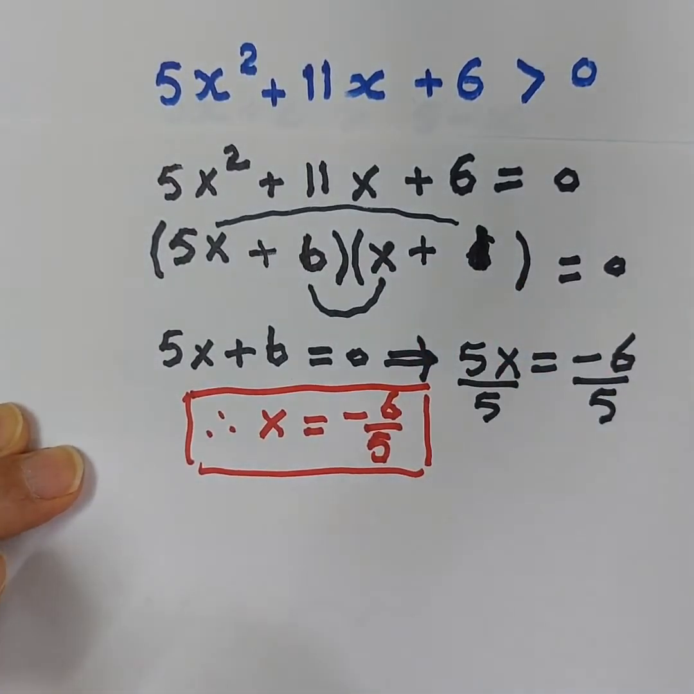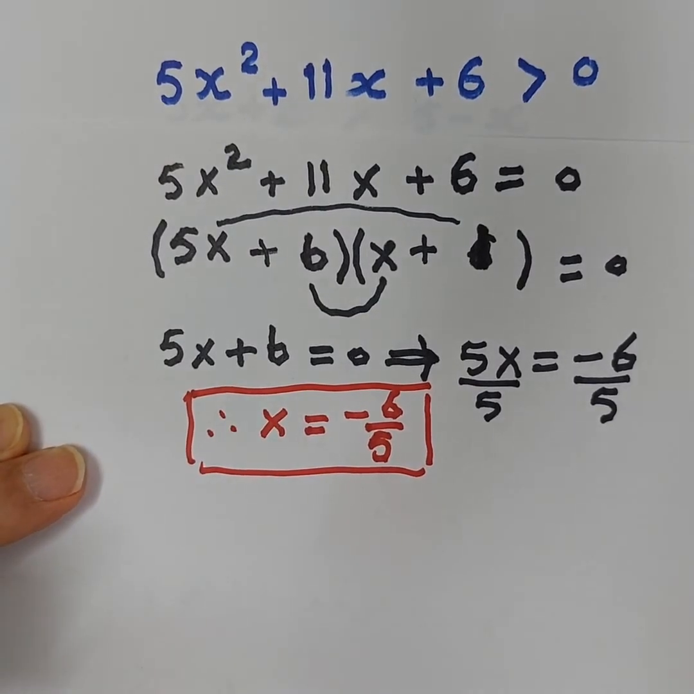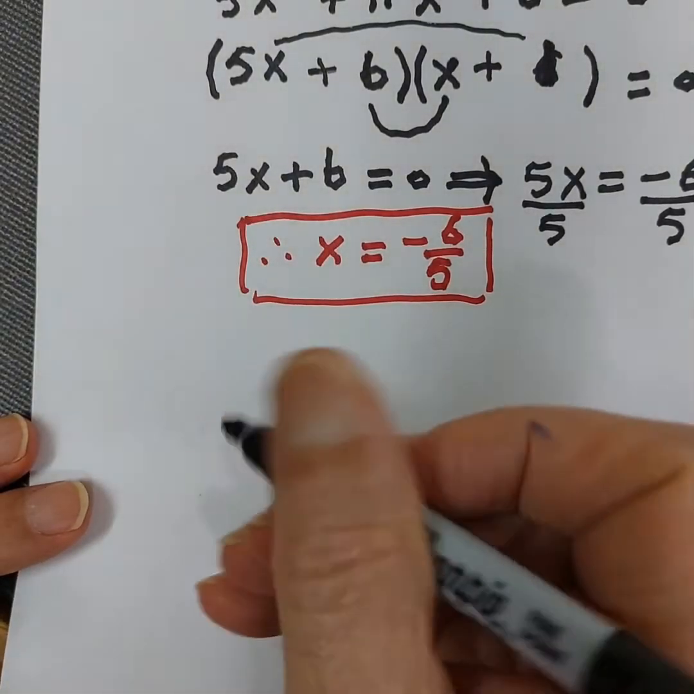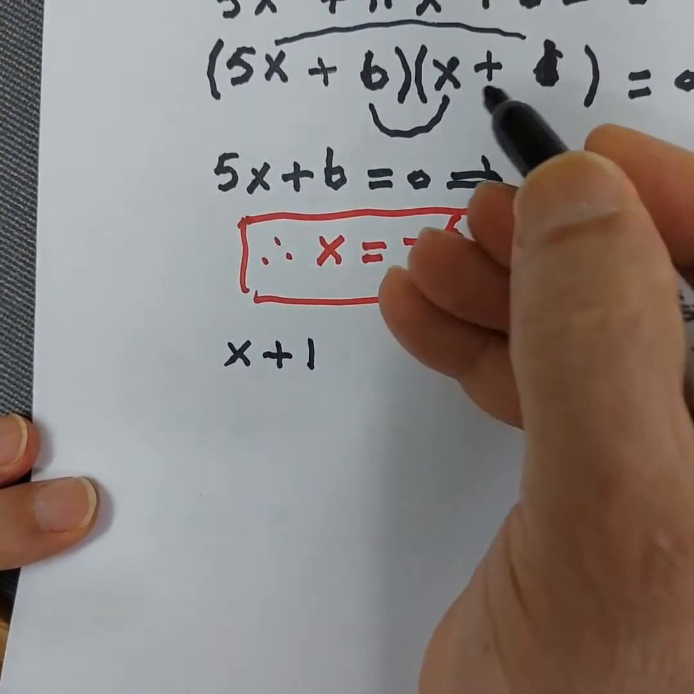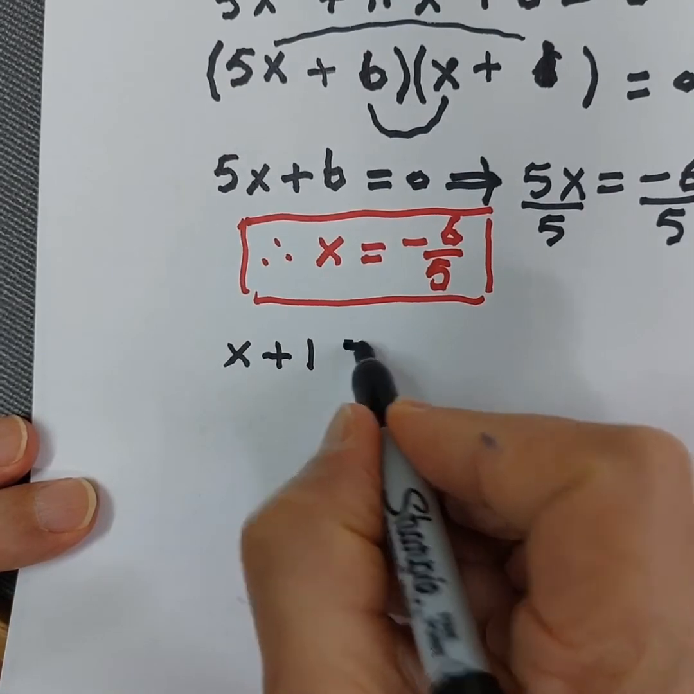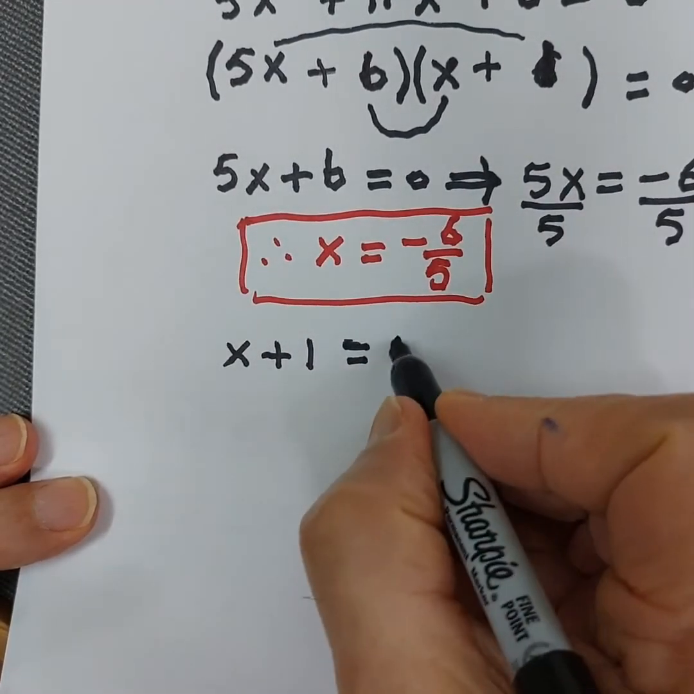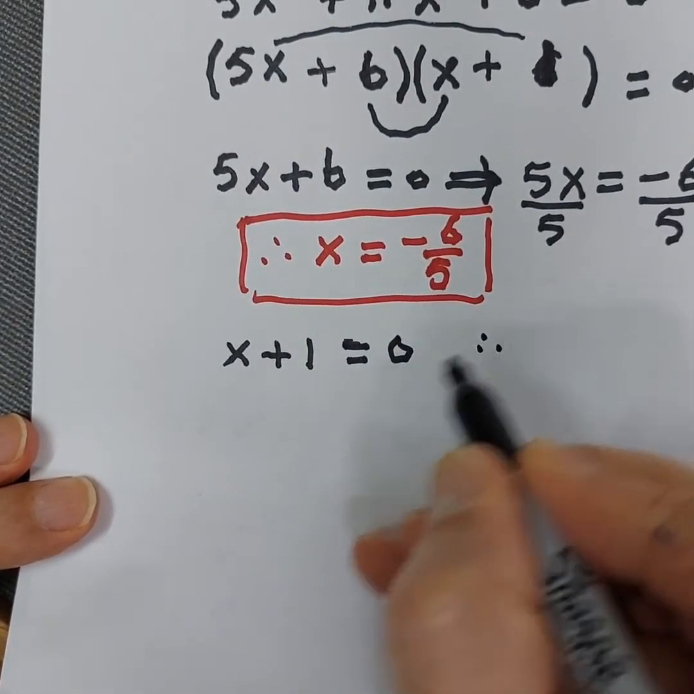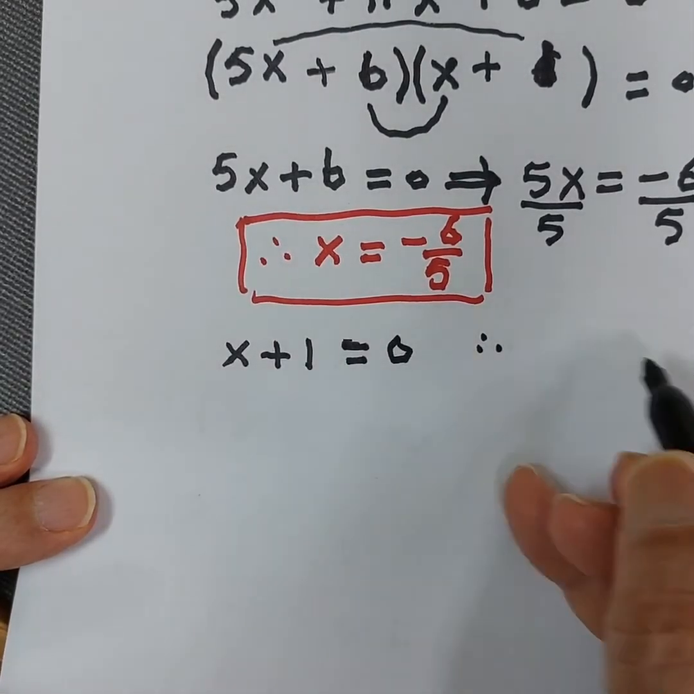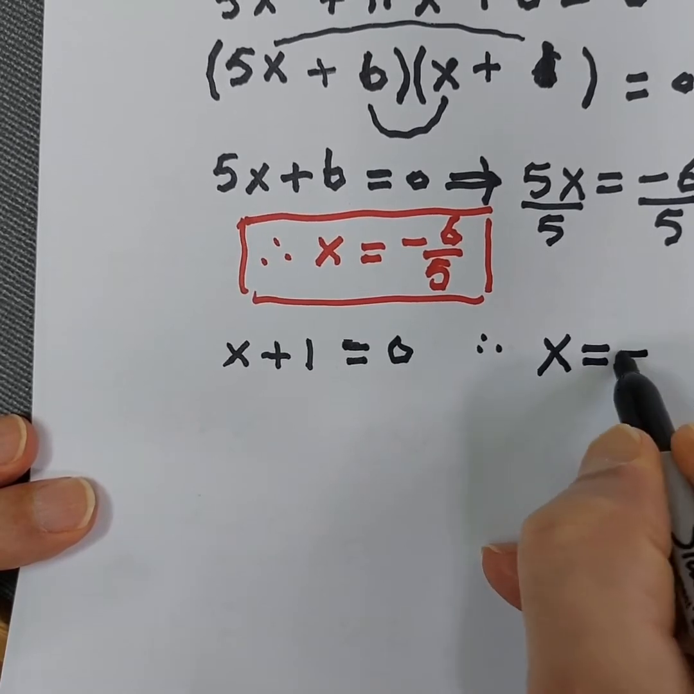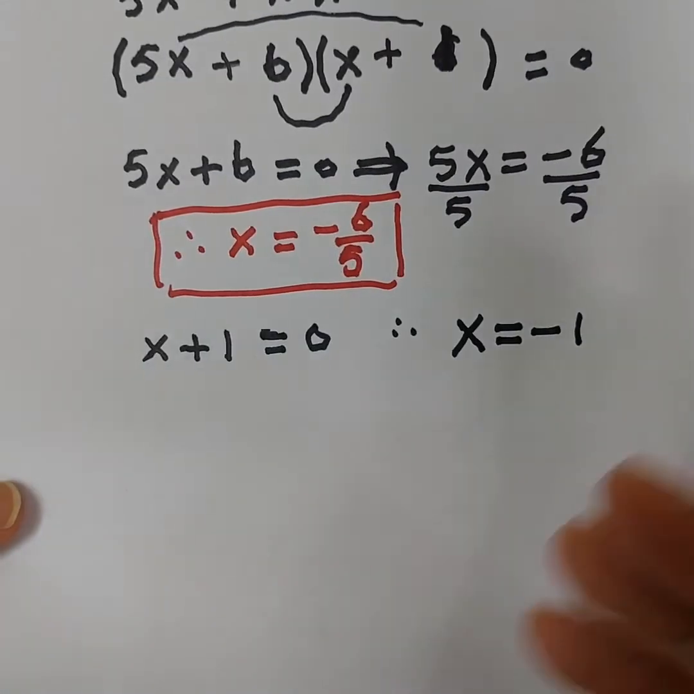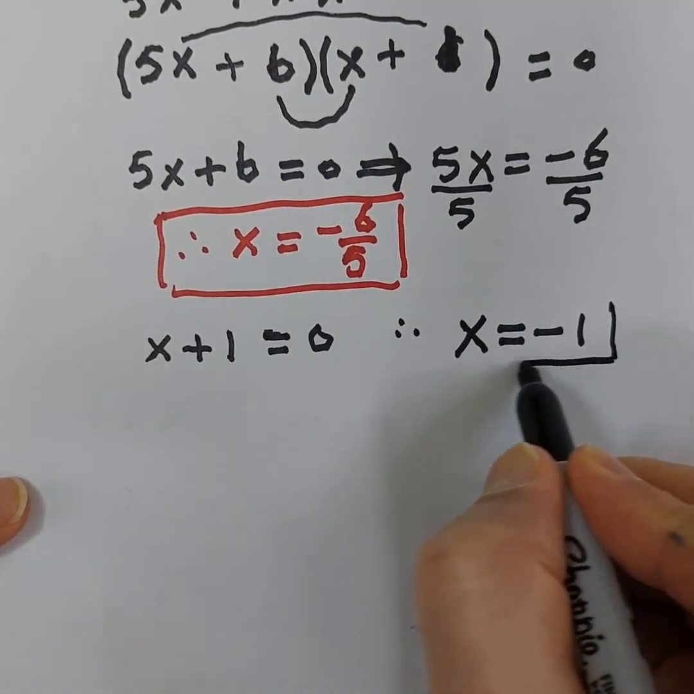Take the second brackets and make them equal to 0 again. We take the second factor, equal to 0. That means when moving 1 to the other side it will be negative. That means x is equal to negative 1. So this is the second answer.